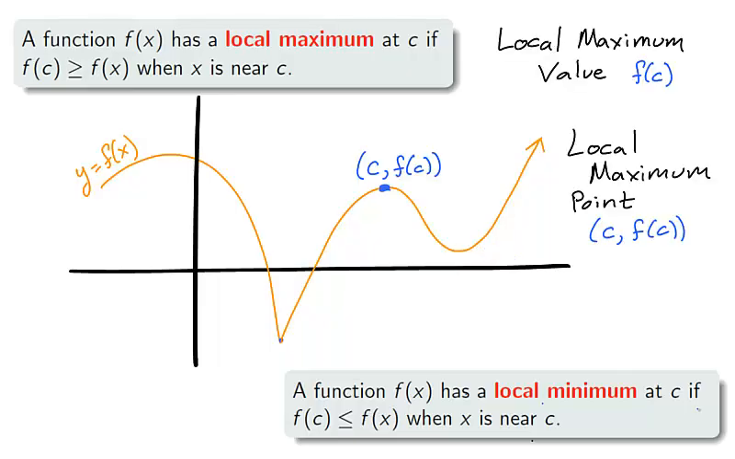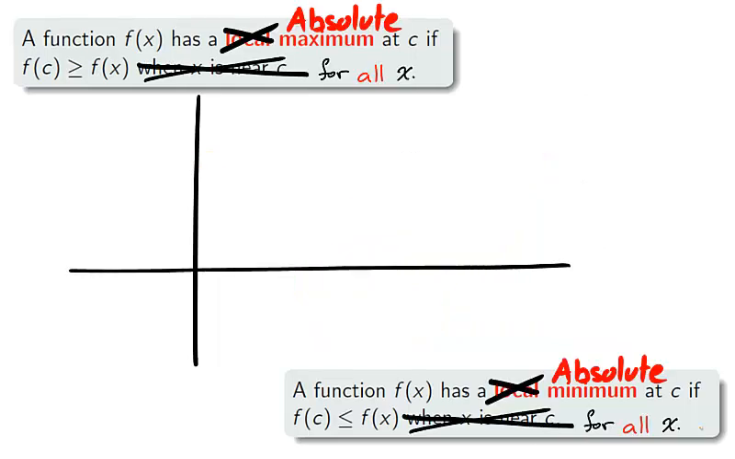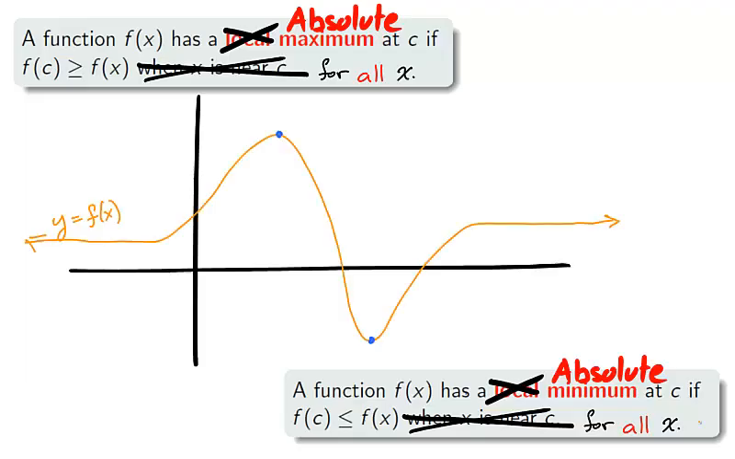When describing maximums and minimums, there is a distinction between values and points. The maximum or minimum value is the y value f of c, while the maximum or minimum point is both the x and y value, (c, f of c). Points which are locally a maximum or minimum are referred to as local extrema. Similar to the local extrema, the absolute extrema are the absolute maximum and minimum points on f.